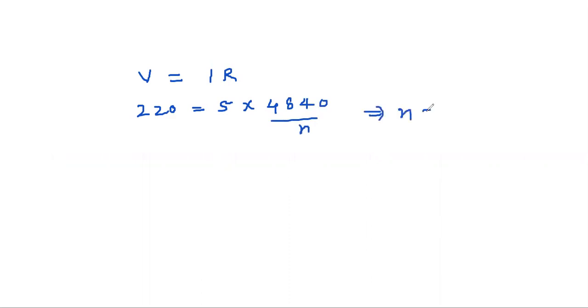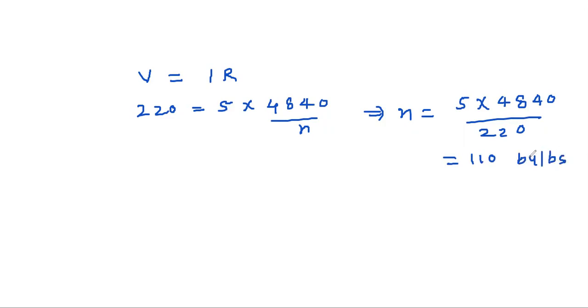Now we apply V equal to IR. So we are given V as 220 and I is given as 5, and R we have calculated as 4840 divided by n. Our purpose is to get n. So n will be 5 into 4840 divided by 220, and this will give 110. So this is our answer. Thank you.